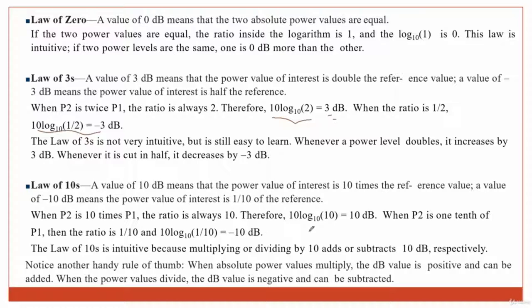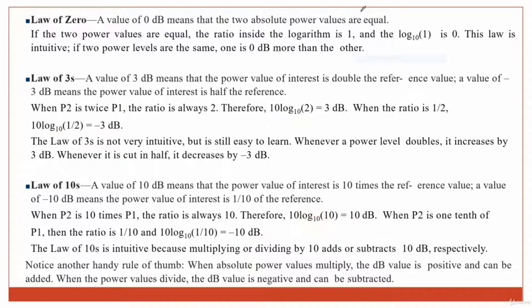Then we have the law of 10. What does it mean? If we have 10 base 10, that will be 1. Okay, so 1 into 10, obviously 10. 1 by 10 means minus, so then you have minus 10. Okay, great.